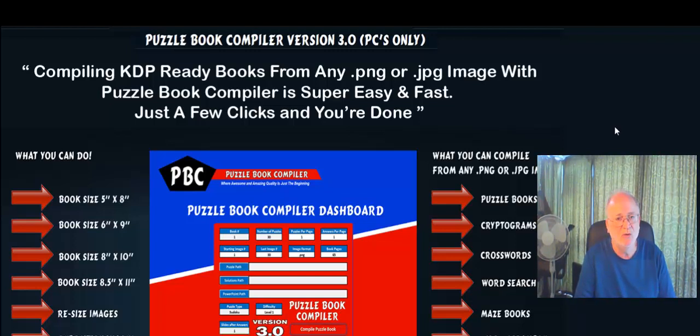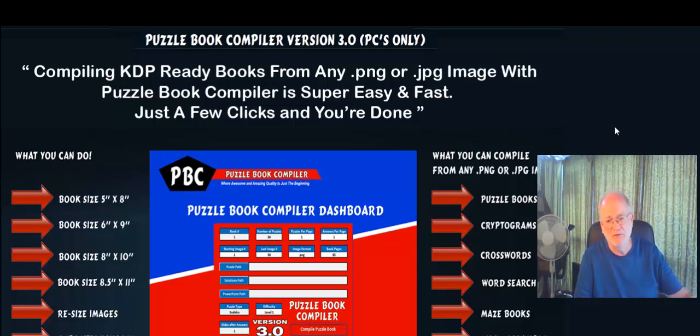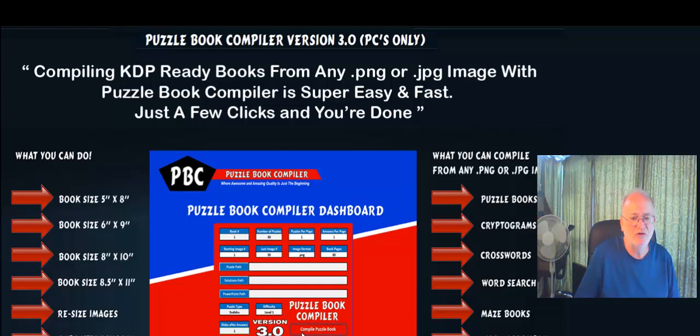Now what can you compile? Any PNG or JPEG puzzle and solution you have on your hard drive, or you get from any other source, whether it's another online service that provides them for you, or you just got them cluttering your hard drive. And you can use those to create your puzzle books, cryptograms, crosswords, word searches, maze books, word scramble, and that's just scratching the surface. So without further ado, let's get into the software so I can explain to you what the dashboard's all about.